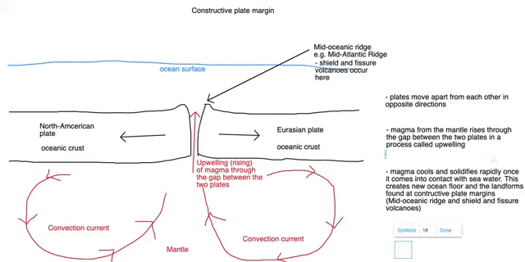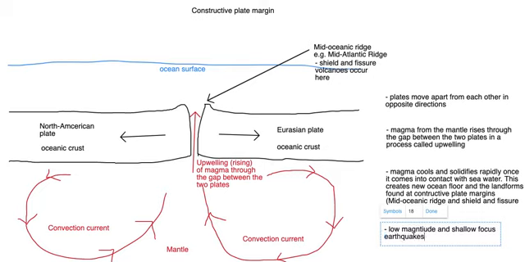Now, of course, you could go into more detail and talk a little bit about earthquake characteristics and some of the volcano characteristics as well at this plate margin. In terms of earthquakes, you do get earthquakes happening, but they're quite low magnitude and shallow focus.